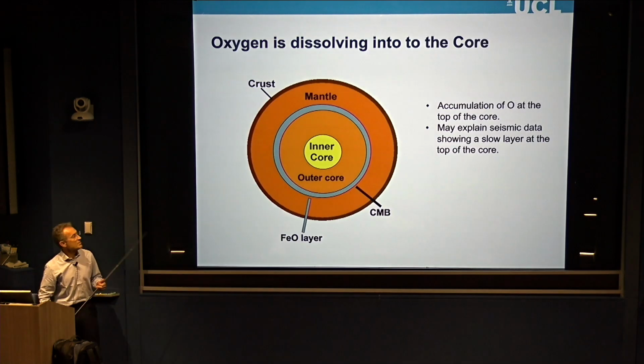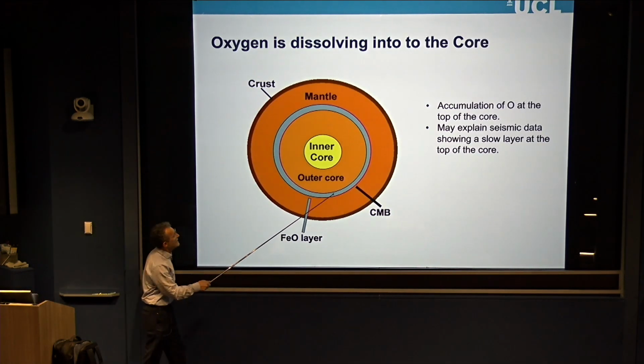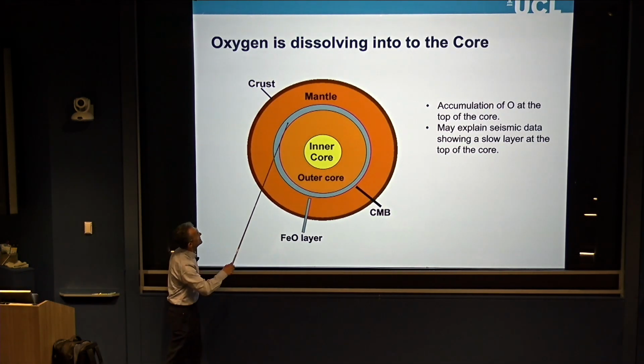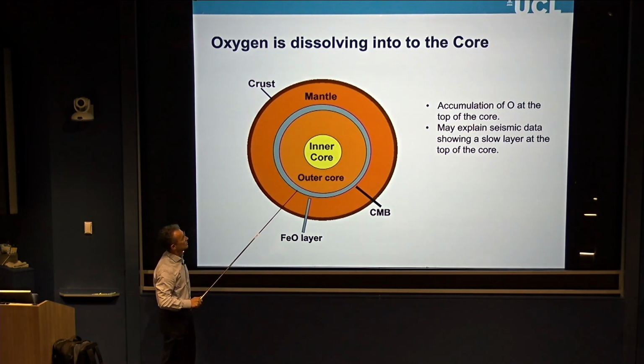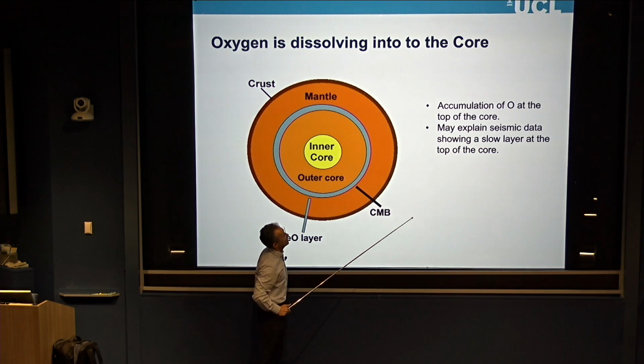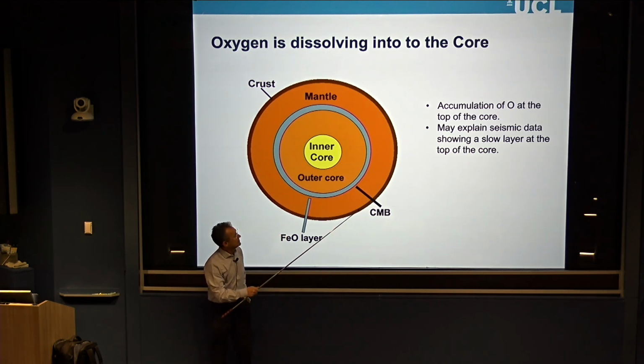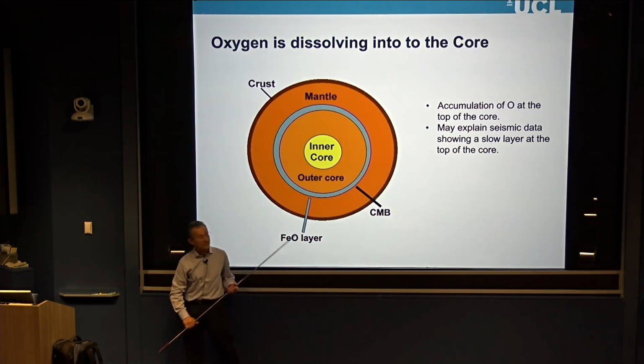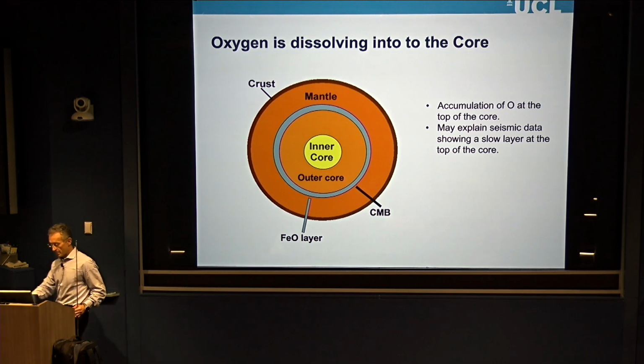And so this may be forming a layer, an iron oxide layer at the top of the core, just below the mantle. And in fact, this layer may also explain some anomaly in the seismic data that show a slow layer at the top of the core.